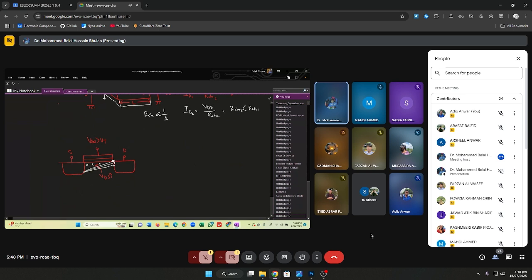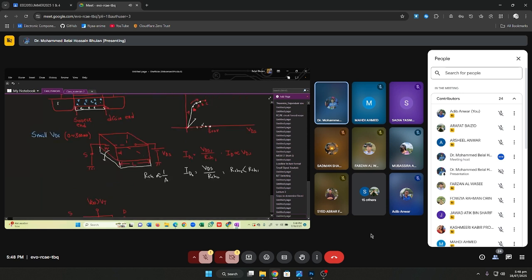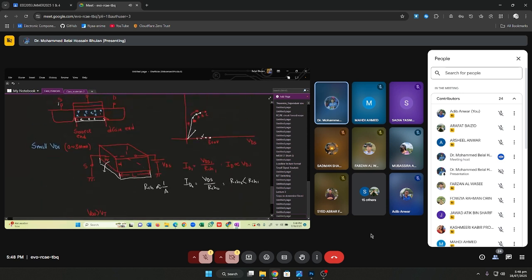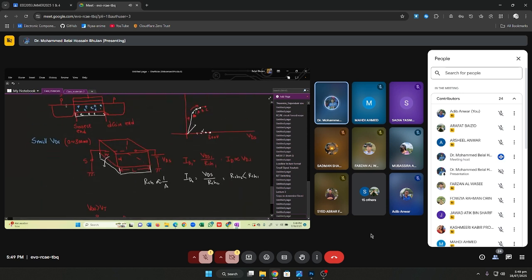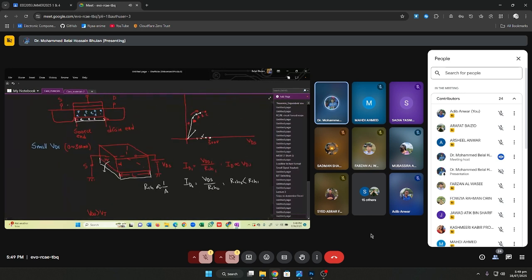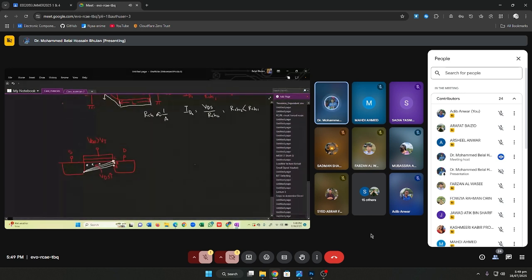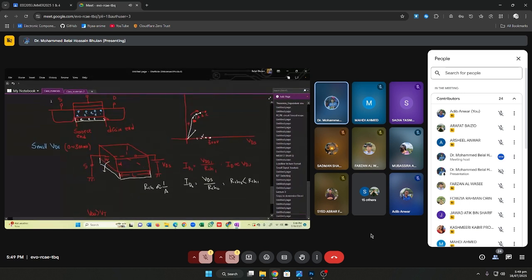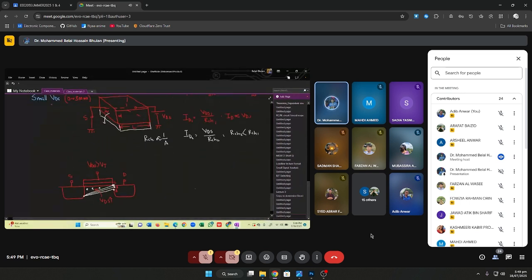Here is one. A, B, and C. This is the value of current A corresponding to the position of the channel depth at the drain end A. This is the channel position B and the corresponding current, and the channel position C and the corresponding current. Now at C, the maximum current occurs.